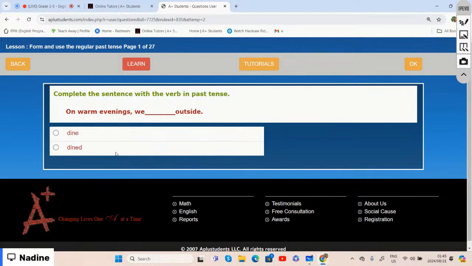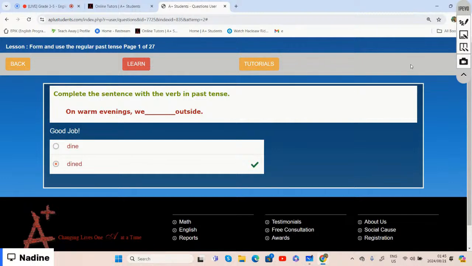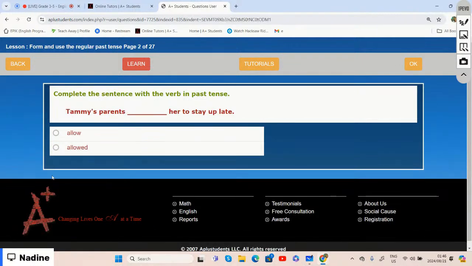All right, so we are now going to complete the sentence with the verb in the past tense. It says, on warm evenings, we dine outside or dined outside. If we choose the correct one, we said option two, dined outside, because we are still using the past tense. So well done. Tammy's parents, do we say allow her to stay up late or allowed her to stay up late? What is the correct answer?